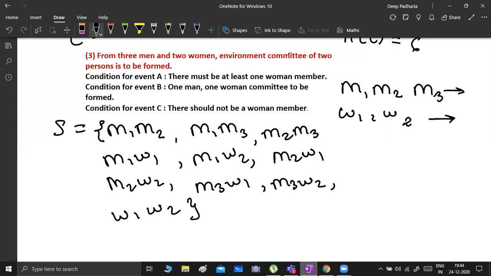Therefore my n of S would be, wait a minute, what will n of S be? n of S would be 10. Now think, take your own time, and write the occurrence of event A. The question is very easy but it is just based on thinking. It's an easy question, very scoring.